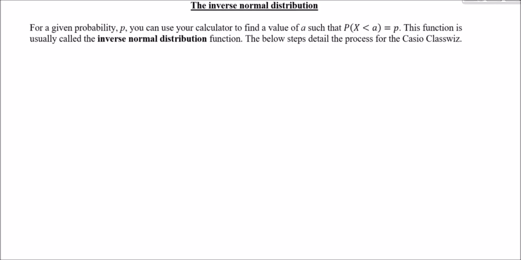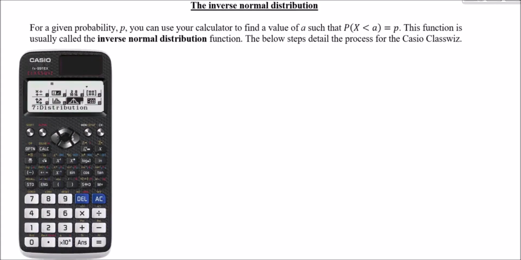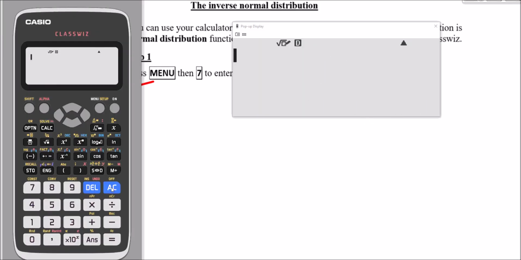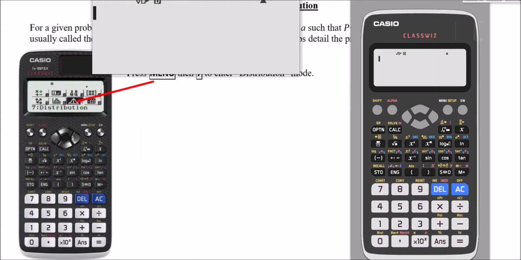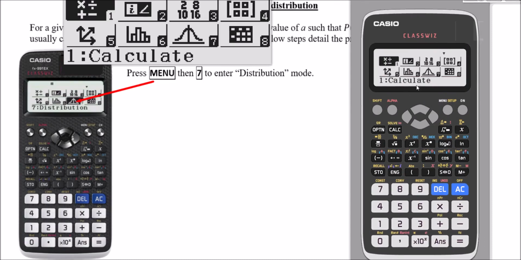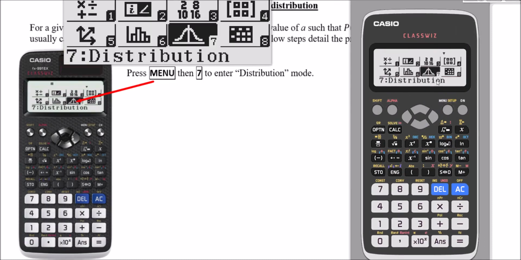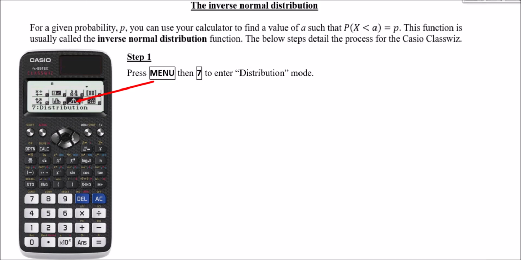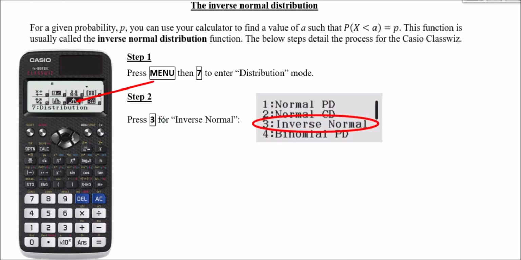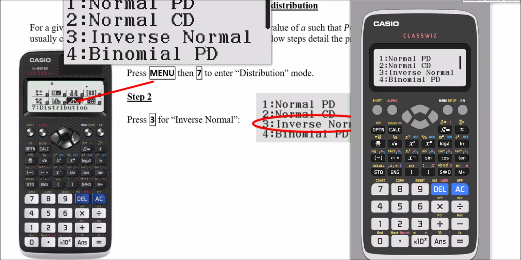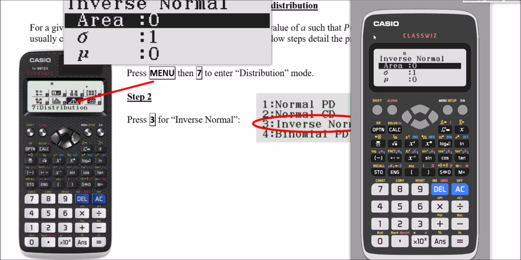Okay, so first of all you need one of these. First we need to press it on, and then after that, which is essentially step 0, step 1 we press menu, then 7 to enter distribution mode. So what we're going to do here is press menu. As you can see, 7 there is distribution mode, or you can scroll to it then press equals. Second step, once you've got that menu, we press 3 to enter inverse normal. Like you can see on mine here, the third one down, inverse normal, so I press option 3. I then have this menu, which I'm going to explain now.